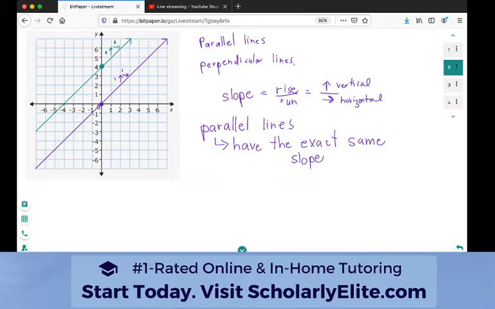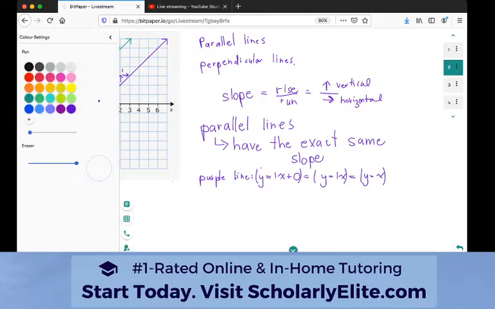Okay, so let's write these out. So for the purple line, I have an equation. And remember, I know that my slope is 1. So I have an equation of y equals 1x plus 0, which is the same thing as saying y equals 1x, which is also the same thing as saying y equals x. These are all the same, okay guys? So this is the same as this and this.